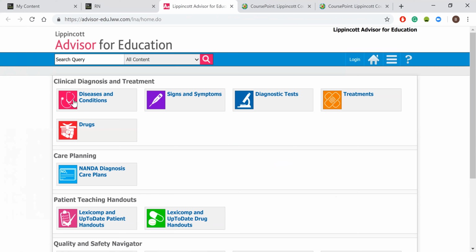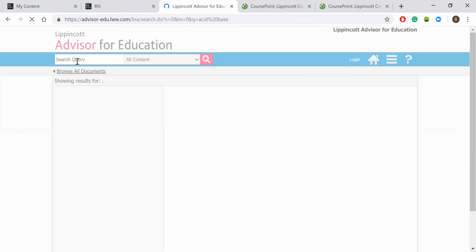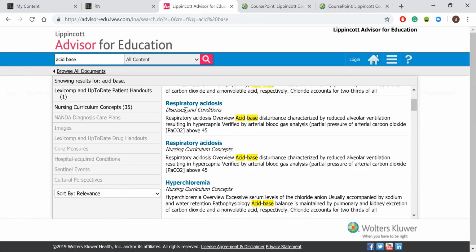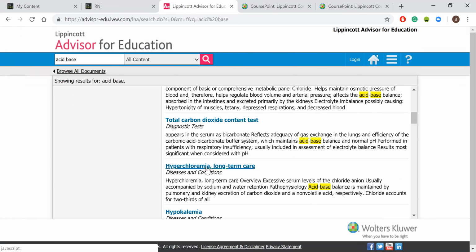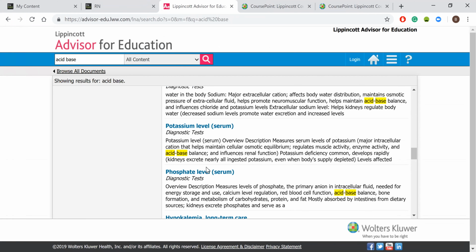advisor for education. Here I would choose diseases and conditions, and then type in acid base because I don't see it here, and hit enter. It talks about blood gases, and these would be the things you need to look for: respiratory acidosis, respiratory alkalosis, metabolic acidosis, and metabolic alkalosis.